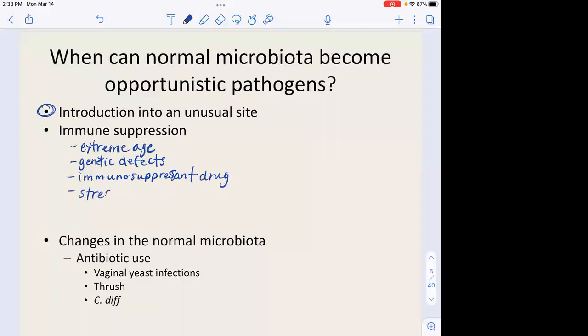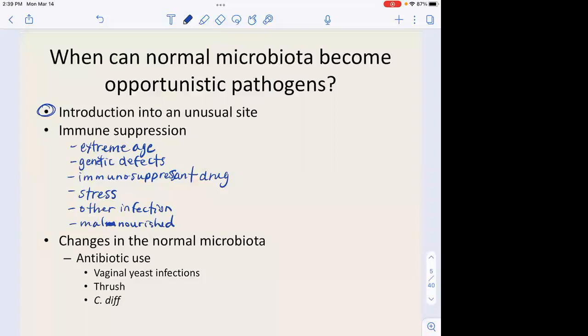Physical or mental stress. How often do you get sick after finals week? That happens. Maybe you have some other infection that can weaken you in some way that makes you more susceptible to a second infection. And certainly anybody that's malnourished is more susceptible to an infection.